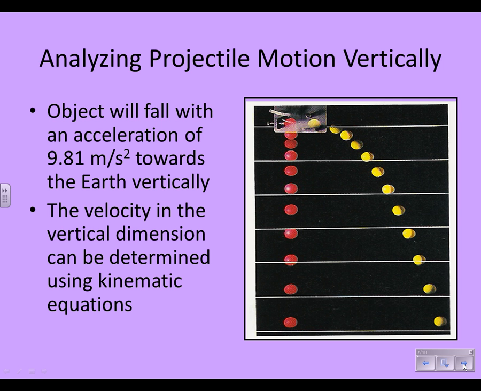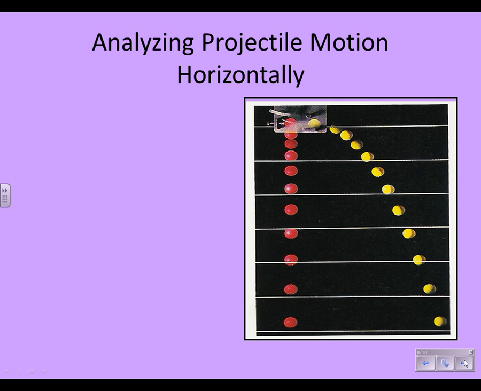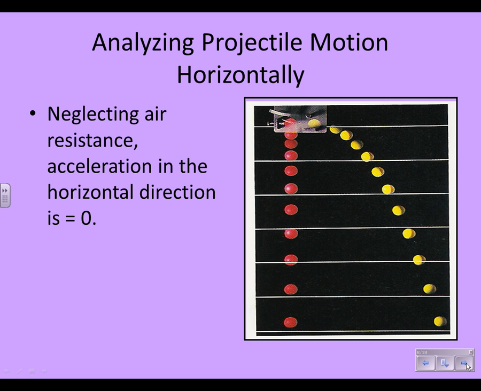Horizontally, as long as we can neglect air resistance, what is that object going to continue to do horizontally? If we can neglect air resistance, as soon as I shot that marble out, from the horizontal perspective, was there anything to change its motion? There wasn't. If we can neglect air resistance, the acceleration in the horizontal direction is equal to 0.